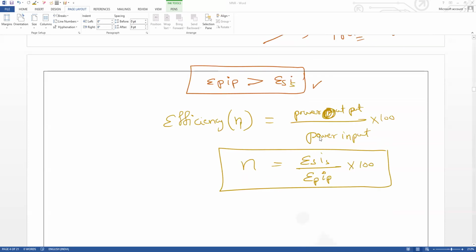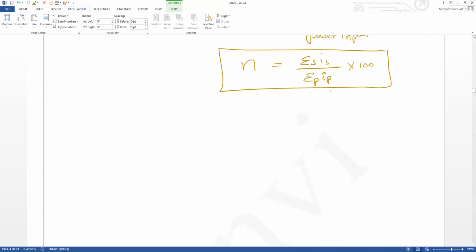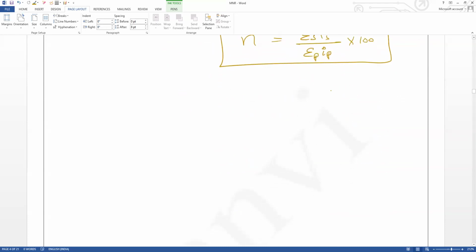Now, why is power input not equal to power output? There is a loss in the energy transformation, a loss in power. Energy is always lost when transforming from step up to step down or step down to step up. So input is not equal to output because there is some loss. We are now going to discuss the causes of loss. Energy losses in transformers: this is the last concept.